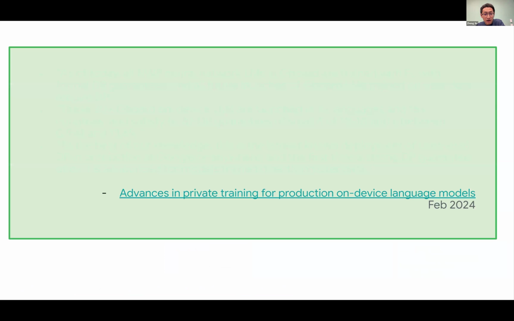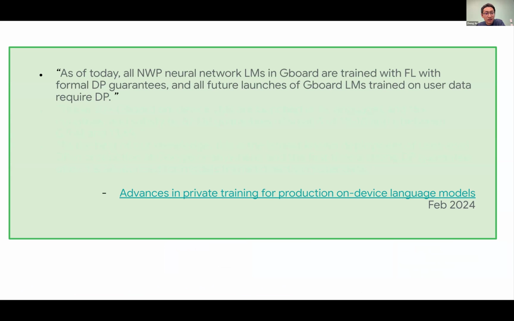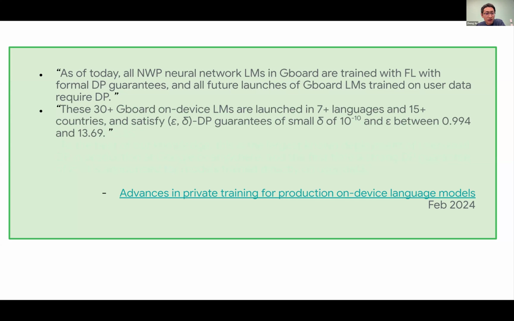So I will end this part with the announcement we have in a fairly recent blog post. As of today, all network prediction neural network language models in Gboard are trained with federated learning with formal DP guarantees, and all future launches of Gboard language models trained on user data require DP. The 30+ Gboard on-device language models are launched in 7+ languages and 15+ countries, and satisfy epsilon delta DP guarantees of small delta, and epsilon between 0.994 and 13.96.